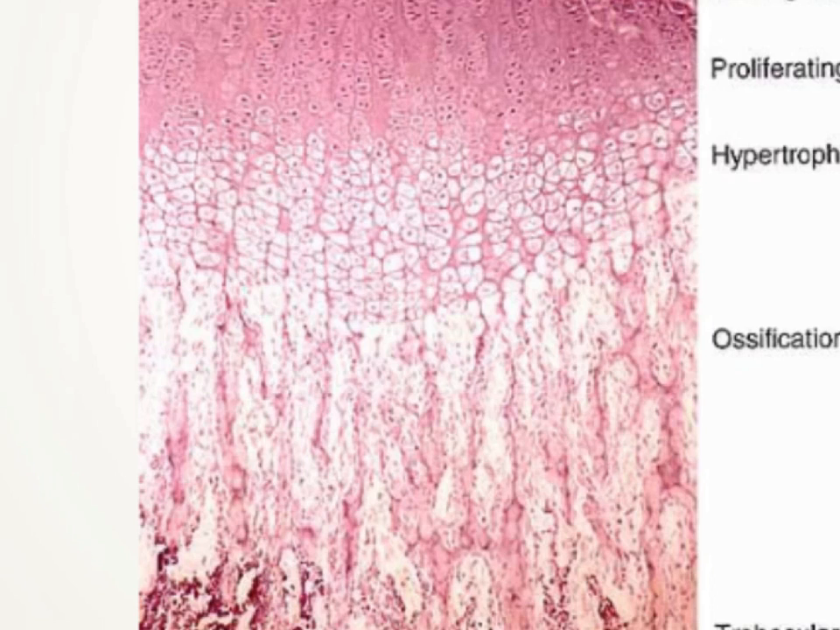So this area is the resting, this is the proliferating, this is the hypertrophied, and this is the area in which we have spicules or trabeculae of spongy bone. It is called the stage of spongy bone formation or ossification.